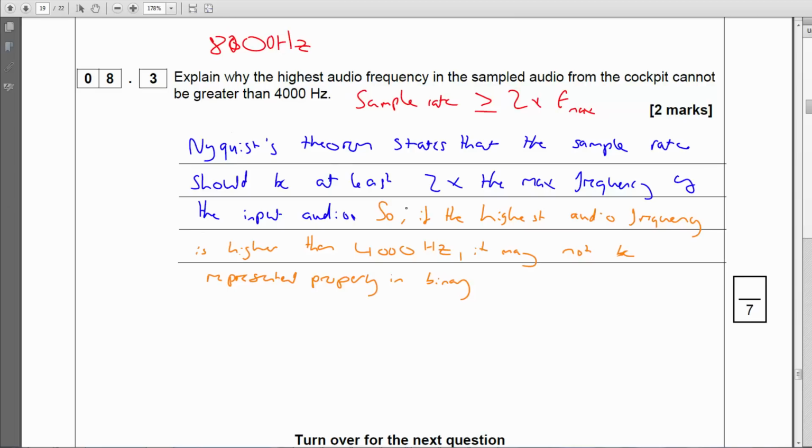I've written, if the highest audio frequency is higher than 4,000 hertz, it may not be represented properly in binary. Really, Nyquist's theorem is just a rule for ensuring that the audio is going to be of a proper representation of the actual natural audio.